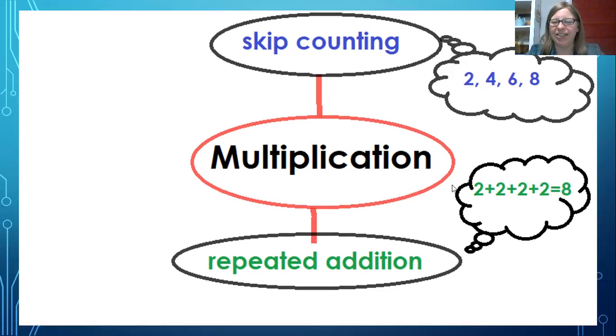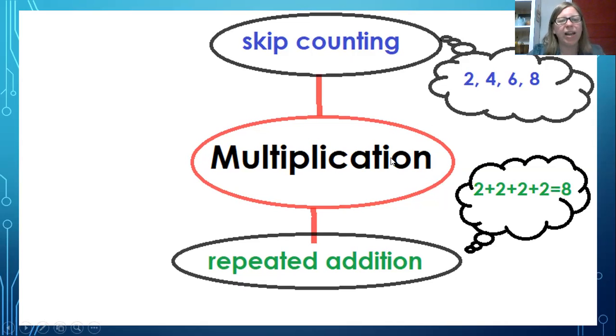Repeated addition means to add the same number over and over again, or the same number a certain number of times. Okay, so we have 2 plus 2 plus 2 plus 2. How many 2s do you see there? That's right, 4. We counted 2, 4, 6, 8 in the first skip counting practice. Now we're adding 4 2s. 2 plus 2 plus 2 plus 2 equals 8. We ended up with the same number.